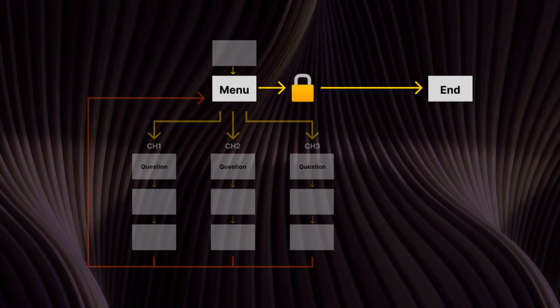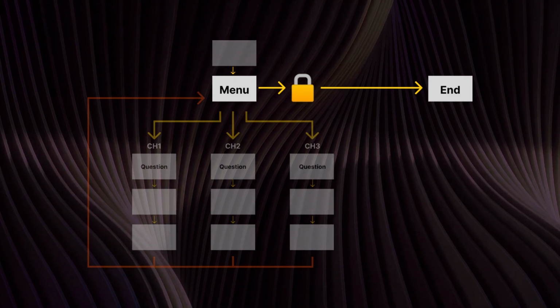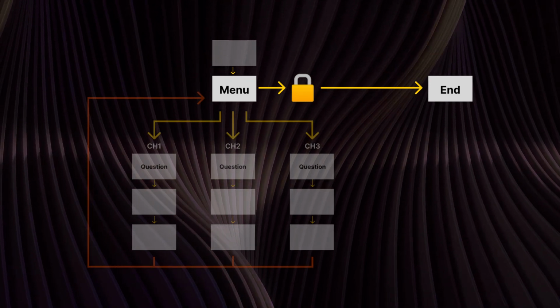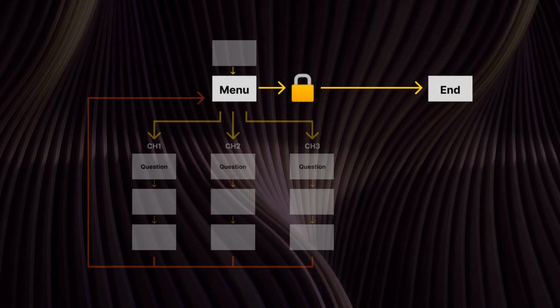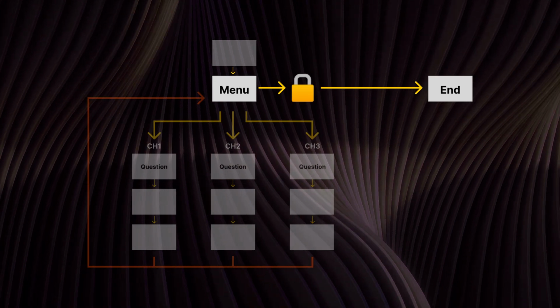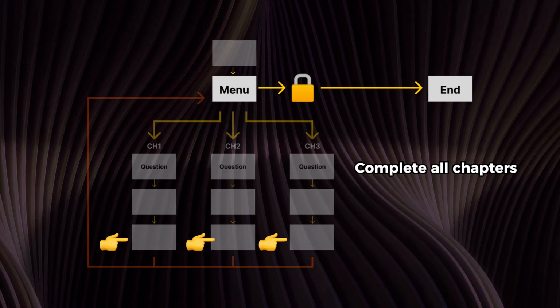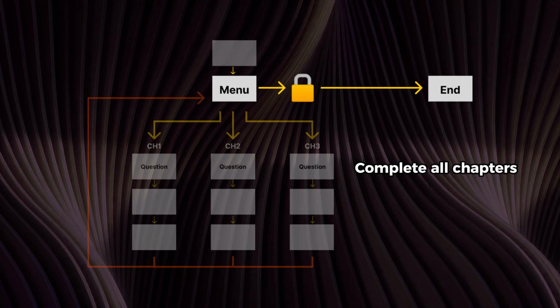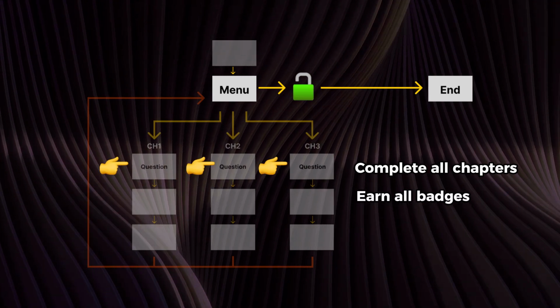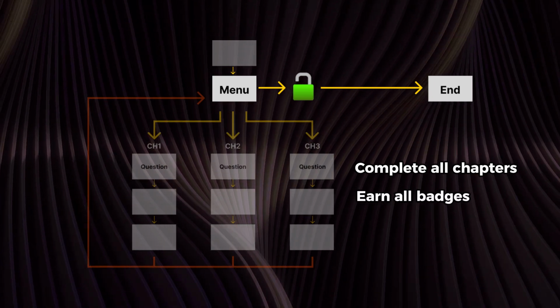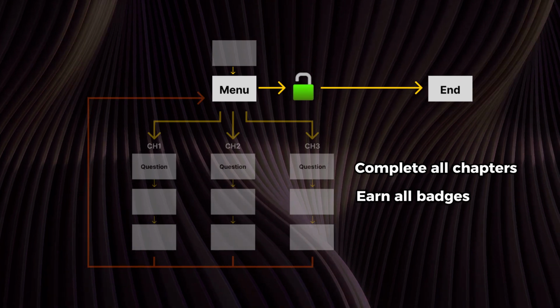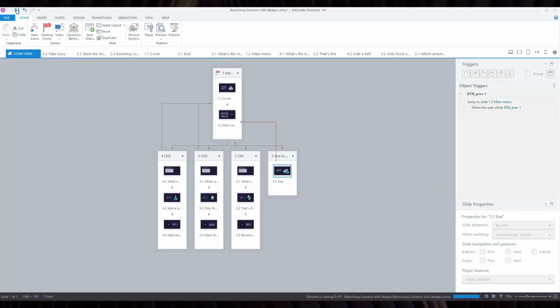The end screen is locked at first, so there are 2 things the user must do to activate the next button on the main menu and complete the training. The user must complete all 3 chapters, and the user must answer all 3 questions correctly to earn the 3 badges. Now let's focus on the functionality of the menu buttons.